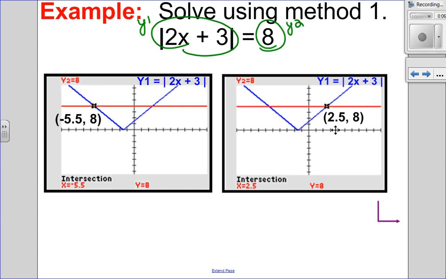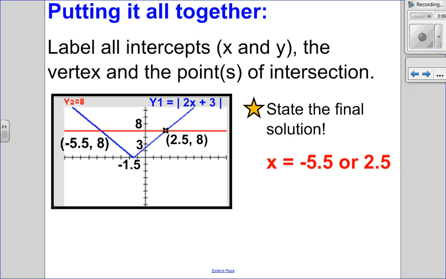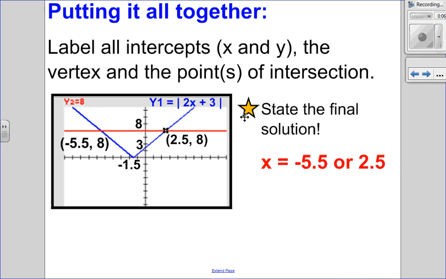If you solve something graphically, you need a labeled graph. So I need to label my intercepts, the vertex, and any points of intersection. So you can see on my graph, I've labeled everything properly. The last thing I need to do is state my solution. So you need to state that you know what the solution is. So x can be negative 5.5 or positive 2.5.